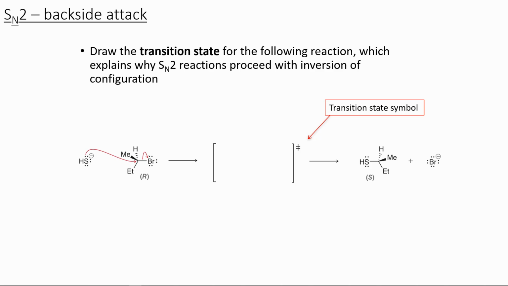So we can draw the transition state of this reaction, and we'll go through this in class exercises, but the transition state is going to include both a partial sulfur-carbon bond and a partial carbon-bromine bond. So it'll show a carbon almost being bonded to 5 atoms. And this transition state will explain why we get a flip or an inversion of the configuration.